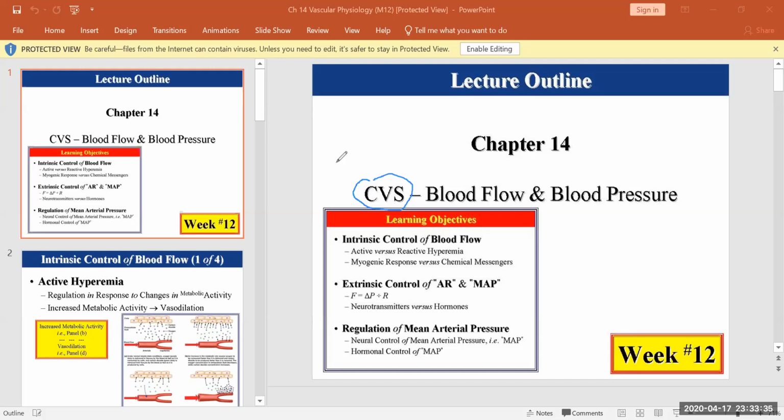So with that said, the learning objective is to try to understand three pillars here. So first is blood flow: what are the factors affecting blood flow? There are factors that are part of the cardiovascular system, for example, part of the blood vessels. We call that an intrinsic control mechanism. Intrinsic means it's part of the something.